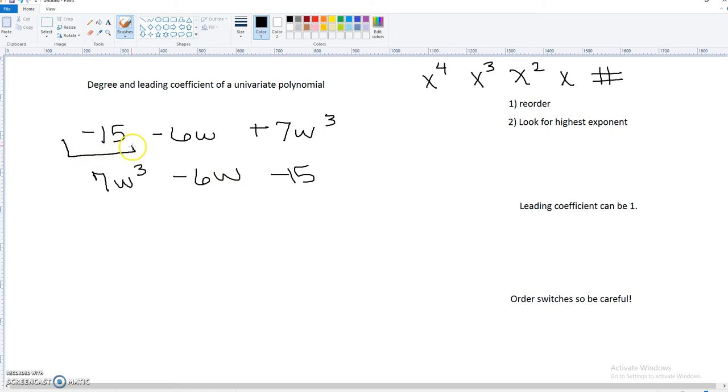Now keep in mind that they're separated like this. So if this 7w cubed actually had a negative sign here, that negative sign would need to go out here. So pay attention as you're reordering them, because that will make a difference when you're doing the answers. Now once we've reordered them, we're looking at the furthest left term, which in this case is this 7w cubed.